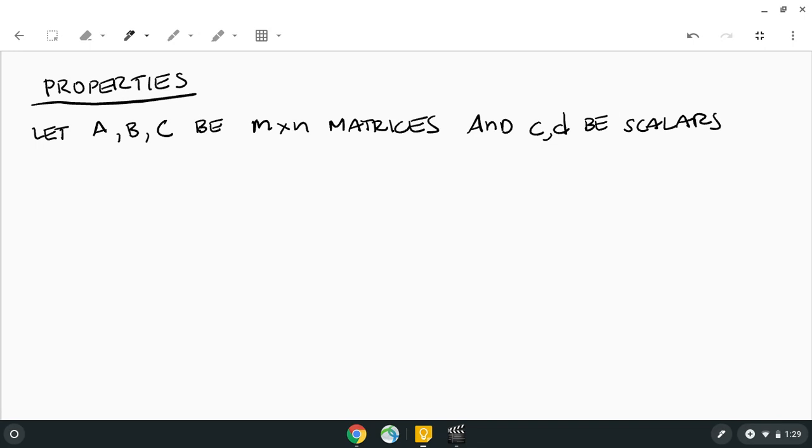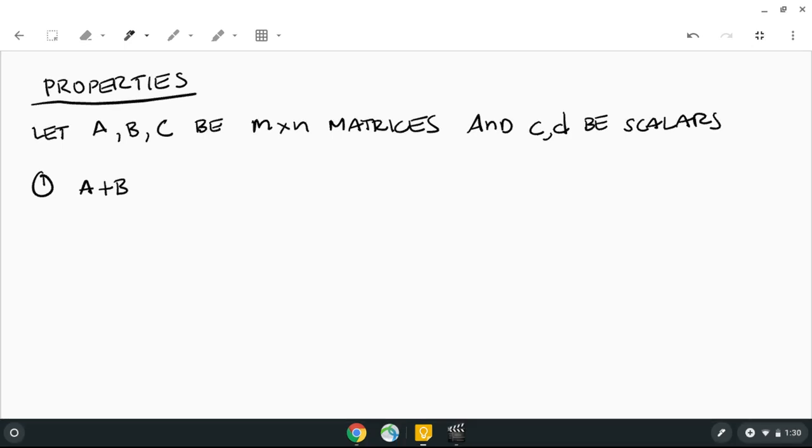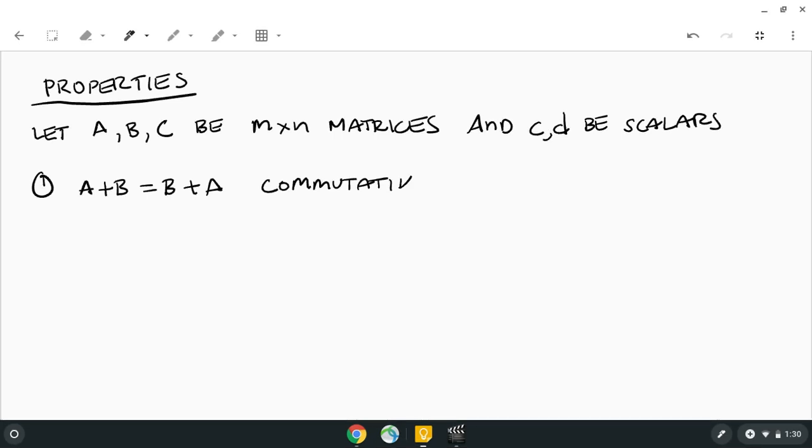Matrix A plus matrix B will equal matrix B plus matrix A. So here it's commutative. We have the commutative property for matrix addition, as opposed to scalar addition.